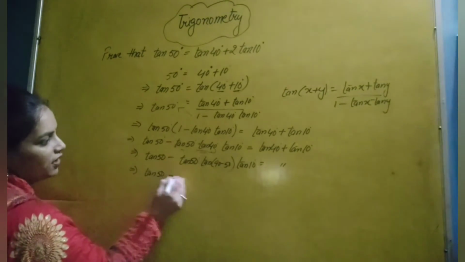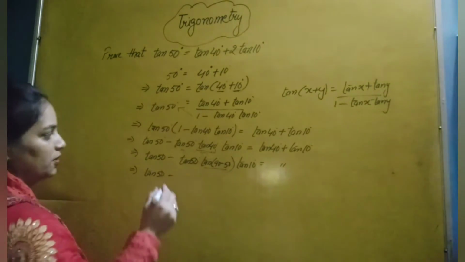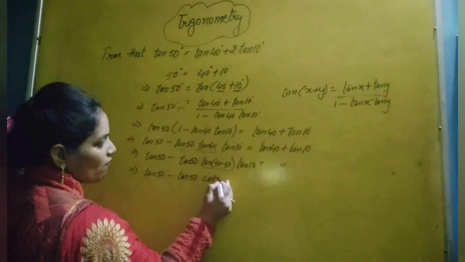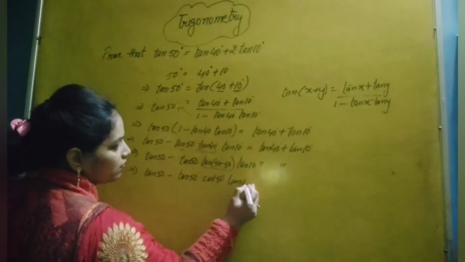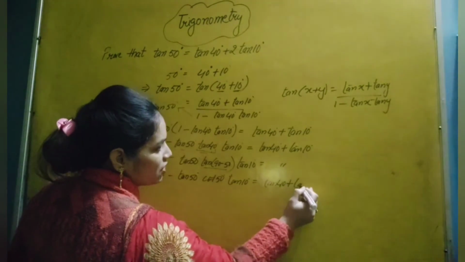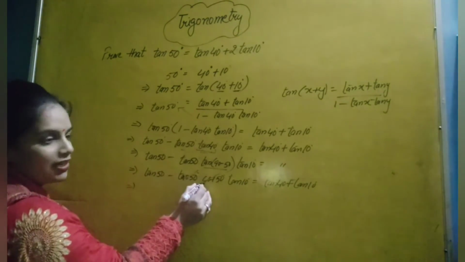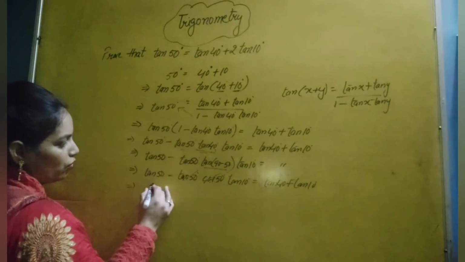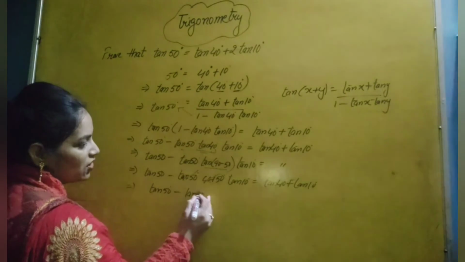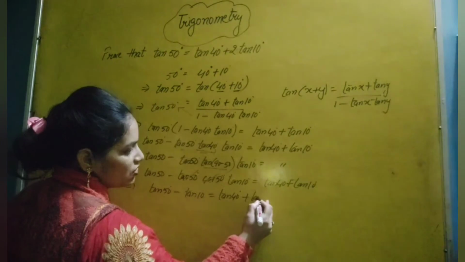This is tangent 50. Now I will apply the identity tangent (90 minus theta) is equal to cot theta. So it will become cot 50 degree. Right hand side is same: tangent 40 plus tangent 10. Now these two quantities will be cancelled out because tangent and cot are reciprocal of each other. So tangent 50 minus tangent 10 is equal to tangent 40 plus tangent 10.